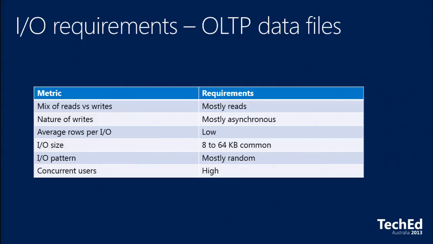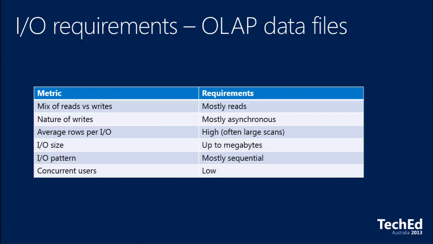Now, in terms of the writes on a data file, they're pretty much asynchronous. It's not a lot of rows, and the typical I/O size is 8 to 64K. The pattern is mostly random, and you'll usually have a lot of users doing it at the same time. Where an OLAP file differs is that you might have a high number of rows involved in the I/Os, and notably the I/O size can be up to megabytes.